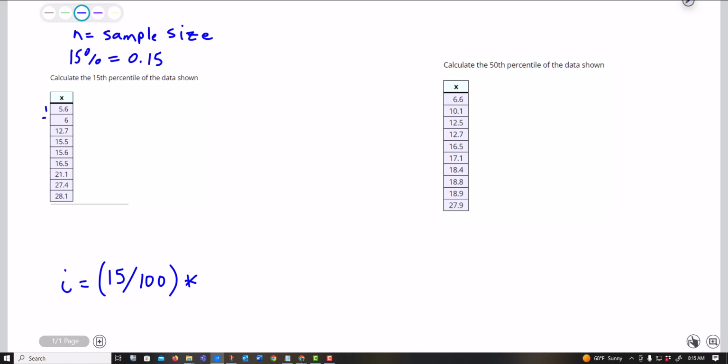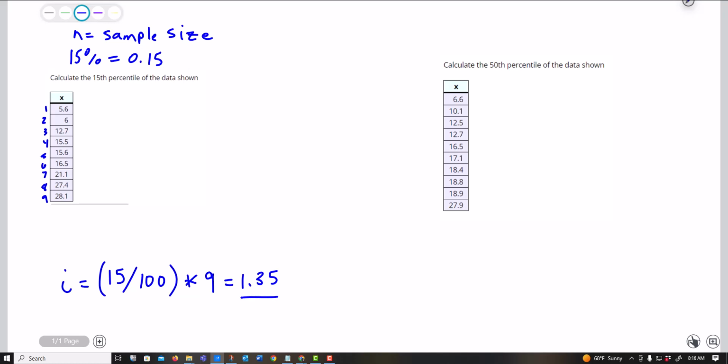So I think there's 1, 2, 3, 4, 5, 6, 7, 8, 9 of these values. So it says to multiply that by 9, and I'm looking everywhere for my calculator, and I found it. So 0.15 times 9, I get 1.35.